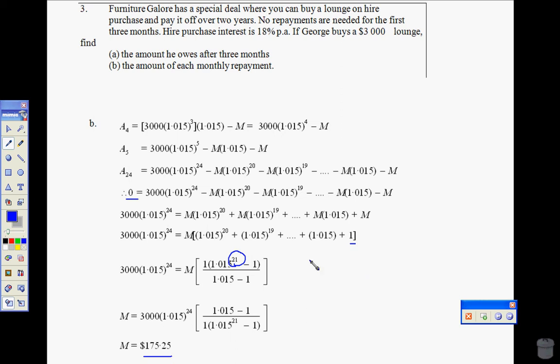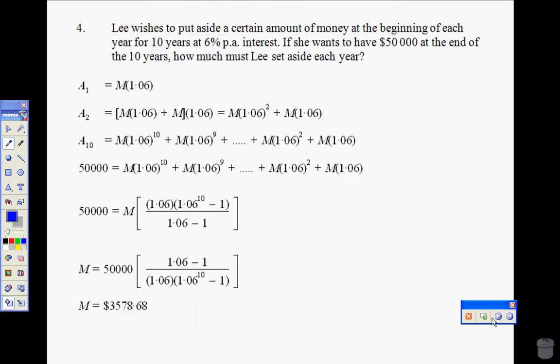So be really careful. Again, questions are going to be thrown in that are just slightly different, and there are going to be problems there. In this one, Lee wishes to set aside a certain amount of money at the beginning of each year for 10 years at 6% per annum interest. She wants to have $50,000 at the end of 10 years. So this time, this is not a loan repayment situation. This is more of an annuity type situation, but at the end we want $50,000. You've got to work with what we've got, and we don't know the amount we're going to be putting in, so we've got to manipulate it again to do that.